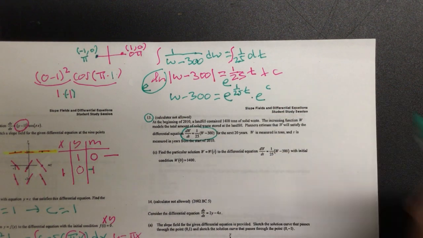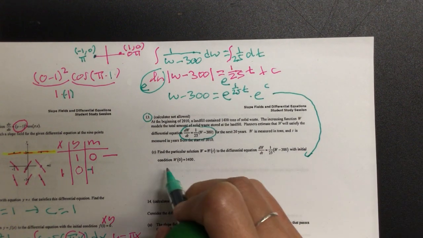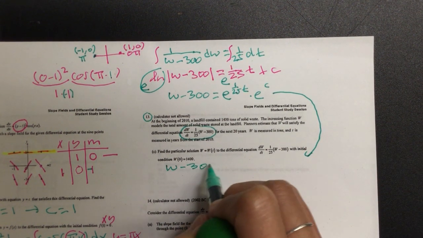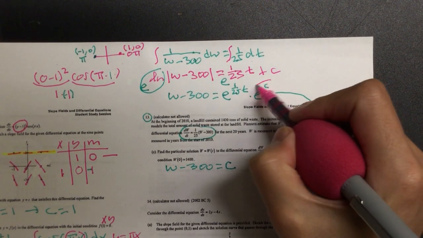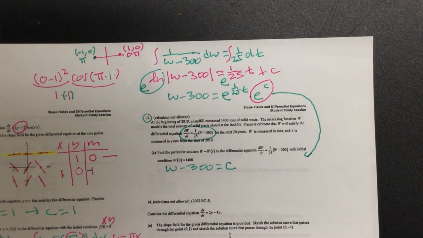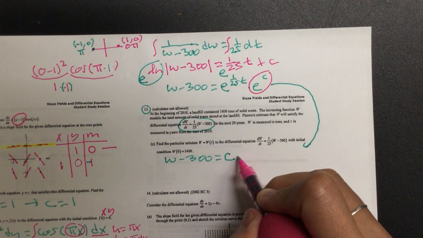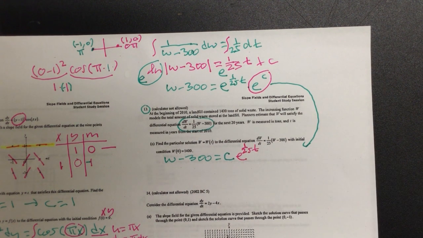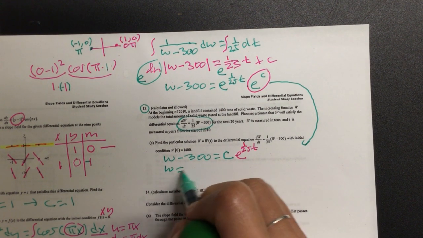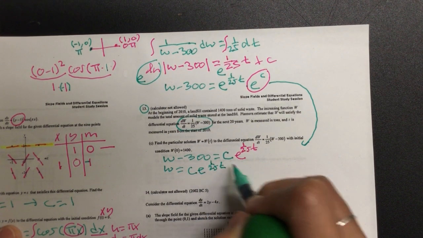And then a better way to rewrite this, I think I'm going to write it over here now, is W minus 300 is equal to C. It's going to replace all of this. Because e is a number, c is a number, why not make it one clear variable as our C for the number? Then we have e to the power of 1/25 t. So is my W almost by itself? Just about. What do I need to do on both sides? Add 300. Plus 300.